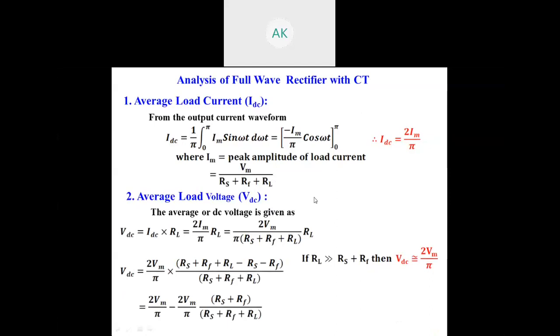This expression for VDC can be slightly rearranged in terms of IDC, the transformer resistance RS, and the forward resistance RF of a diode, which is VDC is equal to 2 Vm divided by pi.